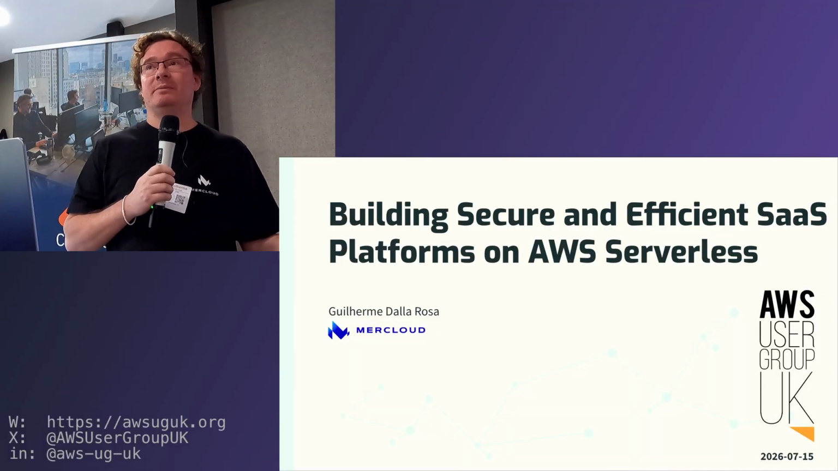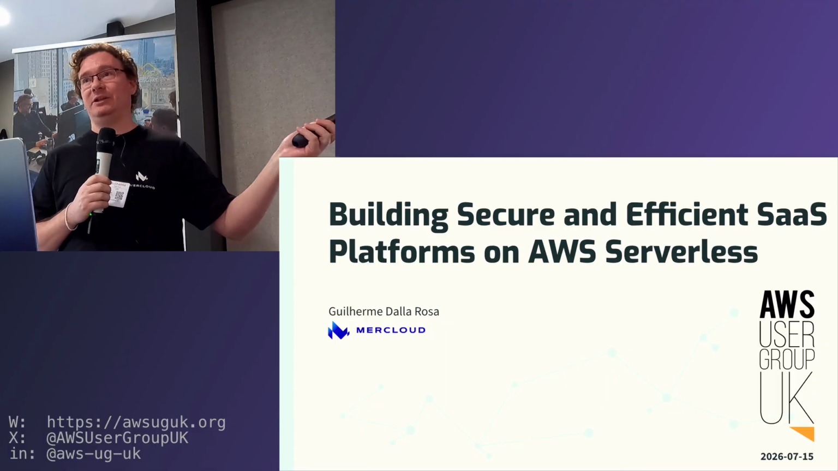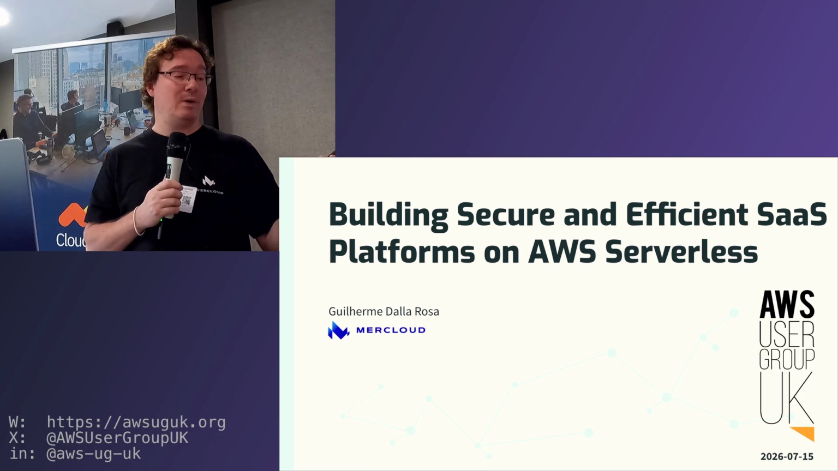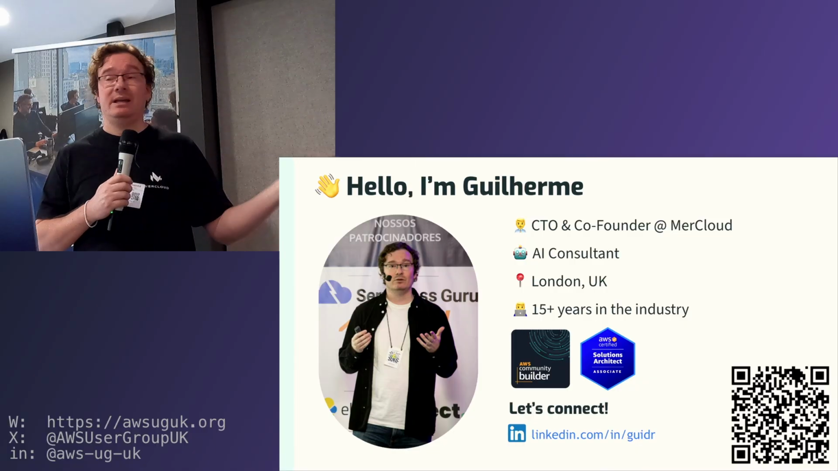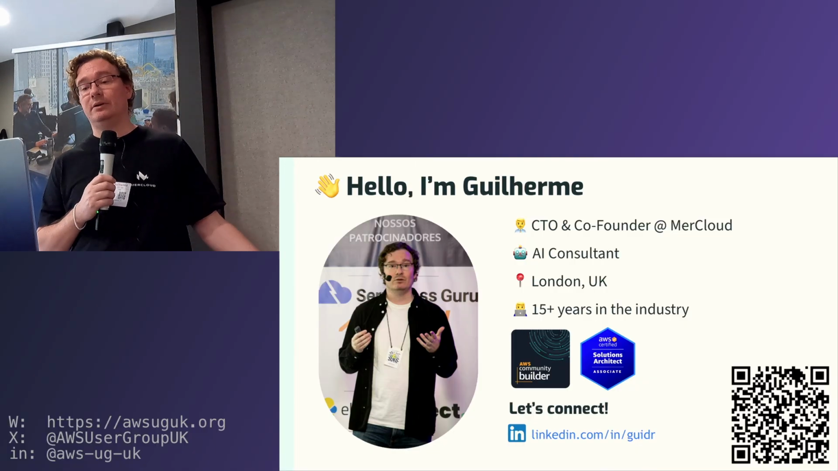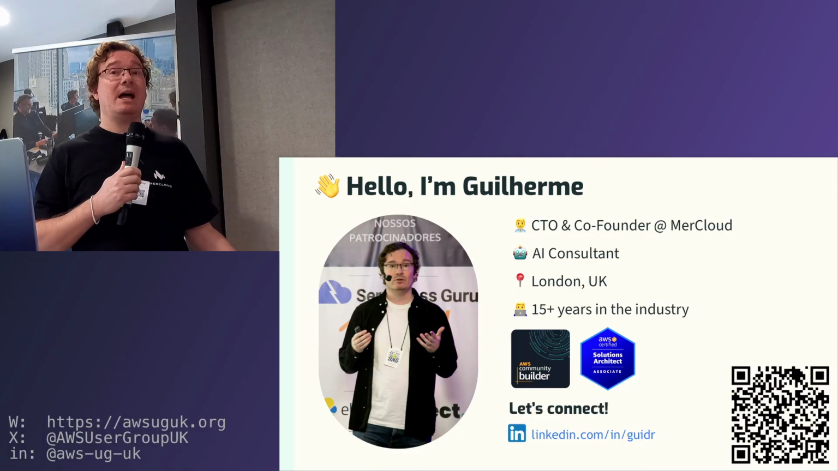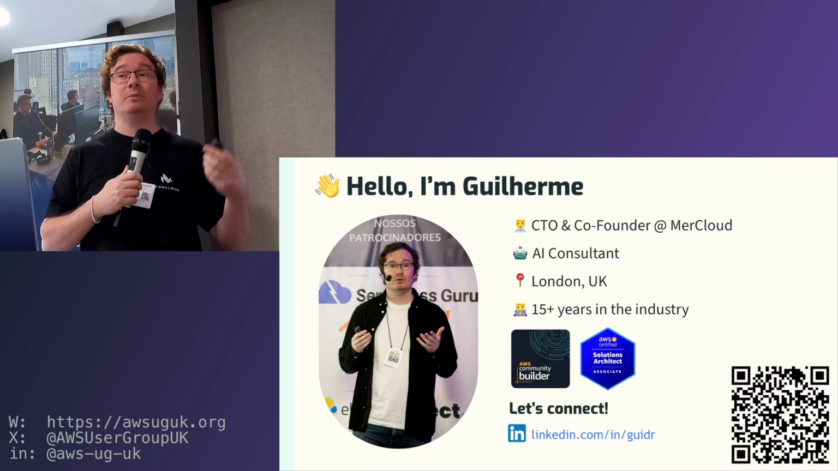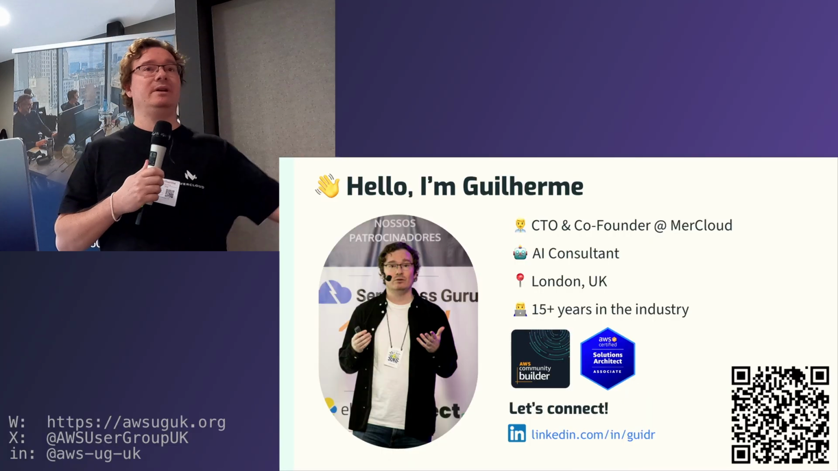But as a warm-up, let's talk about multi-tenancy and SaaS applications and how we can build this kind of architecture in AWS. Matt already introduced me, but yeah, I'm Guilherme. I'm the CTO and co-founder at Mercloud. I'm based here in London. I'm an AWS community builder. And I'm also an AI consultant. So I work with customers with their AI enablement projects and also taking those projects from POC to production.